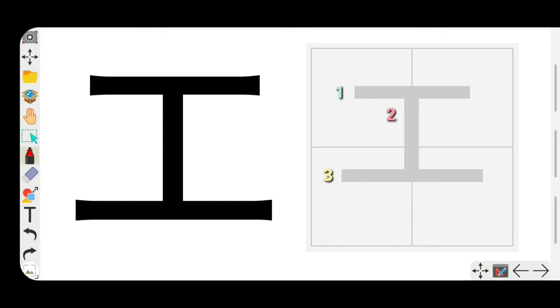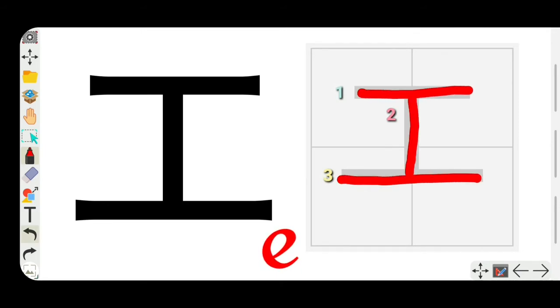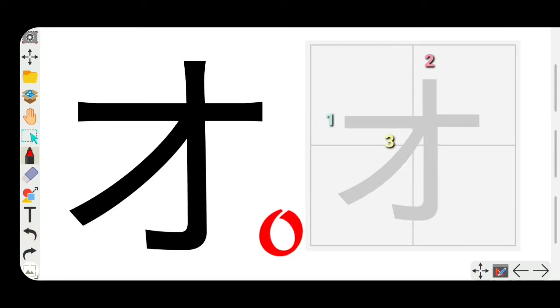Mas mapapadali kasi yung pag-memorize nyo nung letters or nung characters kapag sinusunod nyo yung tamang pagsusulat nung per character. So, ako talaga nire-recommend ko na pag-aralan nyo yung tamang pagsusulat ng per letter or ng character. So, letter E is sa taas 1, sa baba 2, 3, E. Next, we have O. 1, 2, 3.